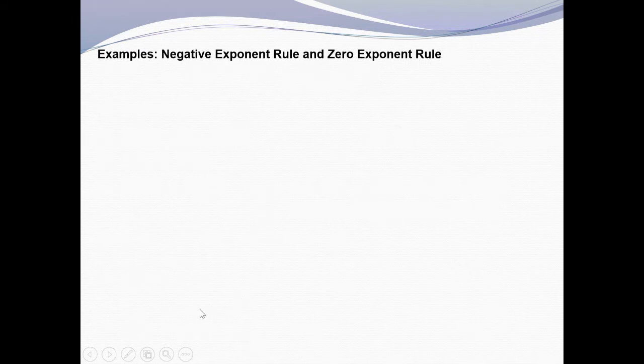Now, these are called the negative exponent rule and zero exponent rule. So rule number 6, negative exponent rule. If you have a to the negative n, this is a rule, it equals 1 over a to the nth power. So in other words, you send the base with the exponent, which is negative, to the denominator and turn it to positive.